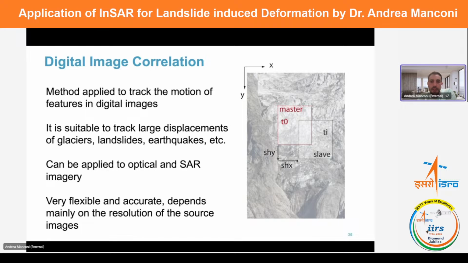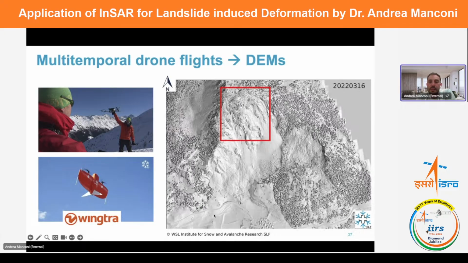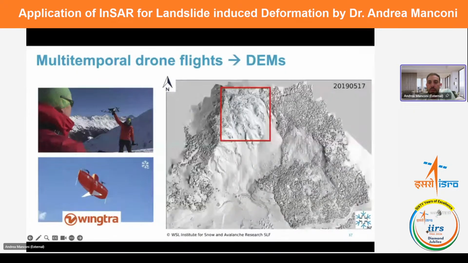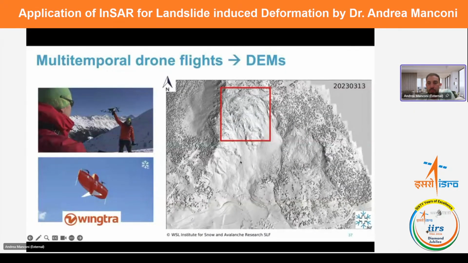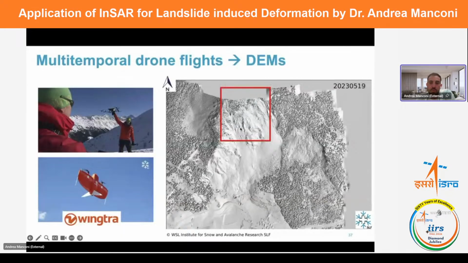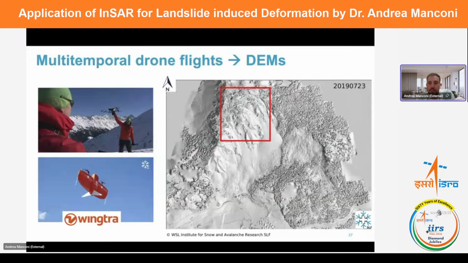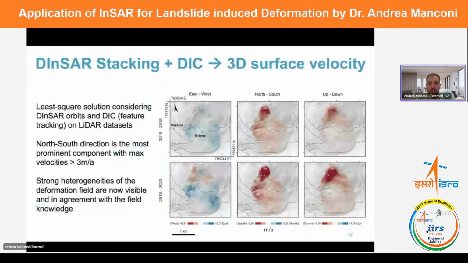And we had LiDAR data sets that can be used in this scenario. So we combine the LiDAR and the drone data sets. Here the evolution of the displacements is quite clear after the failure. And we can use this data set just to track the displacements with the digital image correlation approach, and combine by having different orientations to get the three-dimensional pattern of the surface deformation. And this is what we have done here.